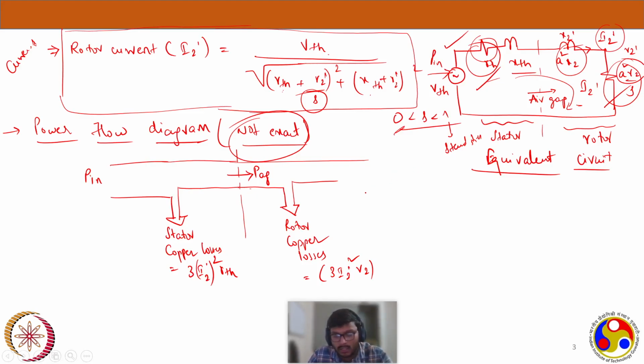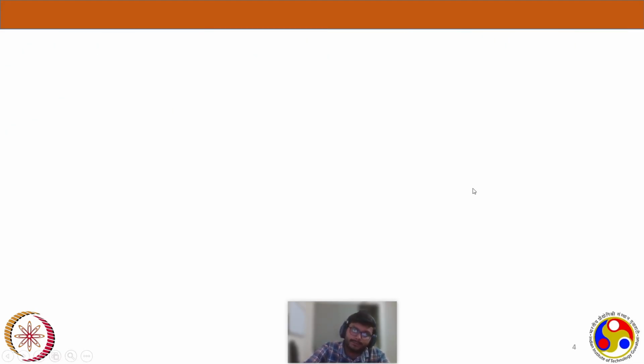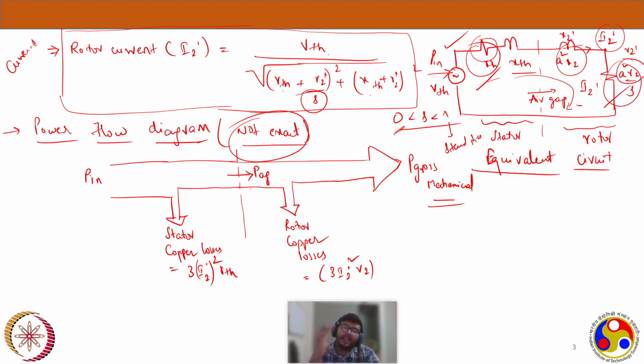Now I have separated all the losses from the input power. Whatever power we are left with at this end is the gross mechanical power, which will be useful for the mechanical movement of my machine. So I will write this power as P gross mechanical. This is what I am left with at the end of the circuit. I have given some power, some copper losses happened in the circuit, and I am left with some power at the end. I am calling it gross mechanical. Gross always means the total mechanical power available, that is the total gross electromagnetic torque available.